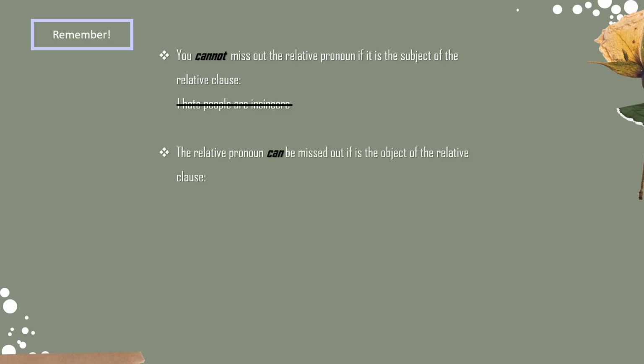Remember guys, you cannot miss out the relative pronoun if it is the subject of the relative clause. For example, I hate people who are insecure. Next, the relative pronoun can be missed out if it is the object of the relative clause. For example, I enjoy the books you lend me, or I enjoy the books that you lend me.